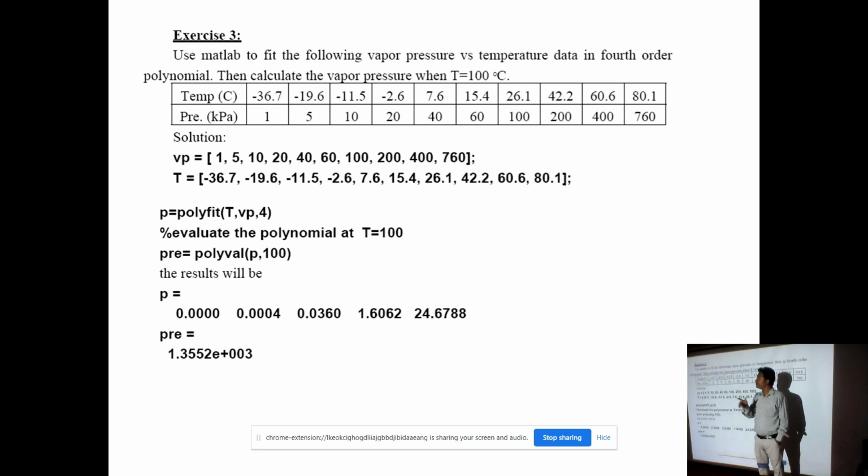And what he is asking is to fit this data in the fourth order polynomial. So this vapor pressure versus temperature should be a fourth order polynomial. And finally he is asking a question: estimate the vapor pressure when the temperature is 100 degrees centigrade.